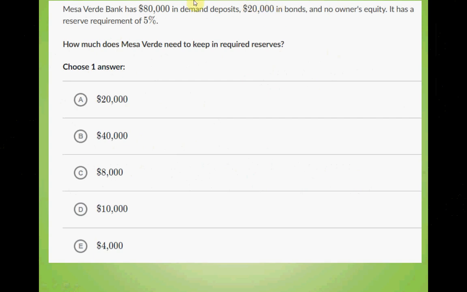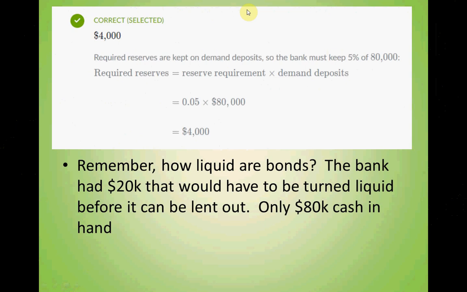All right. They have $80,000 in demand deposits. That's a liability to the bank. That $80,000 people could come and ask for it. How much of that money do they need to keep? $4,000. So really think about it. How liquid are bonds, right? So those bonds don't actually interact with it at all.